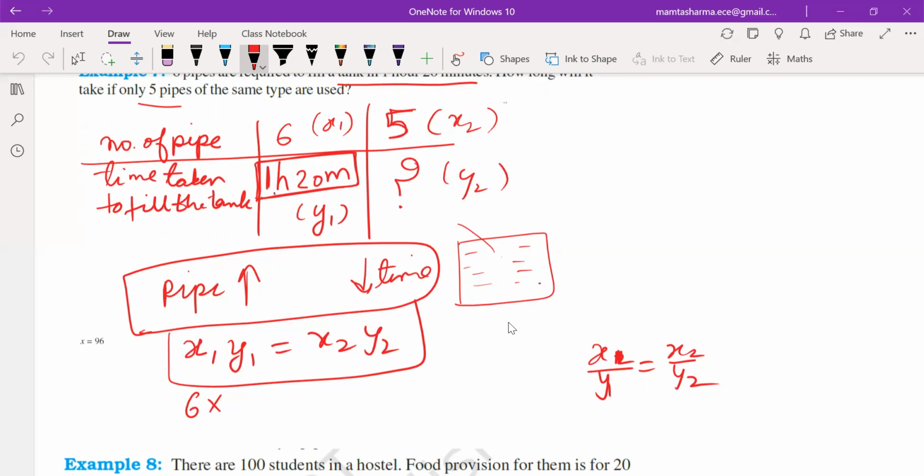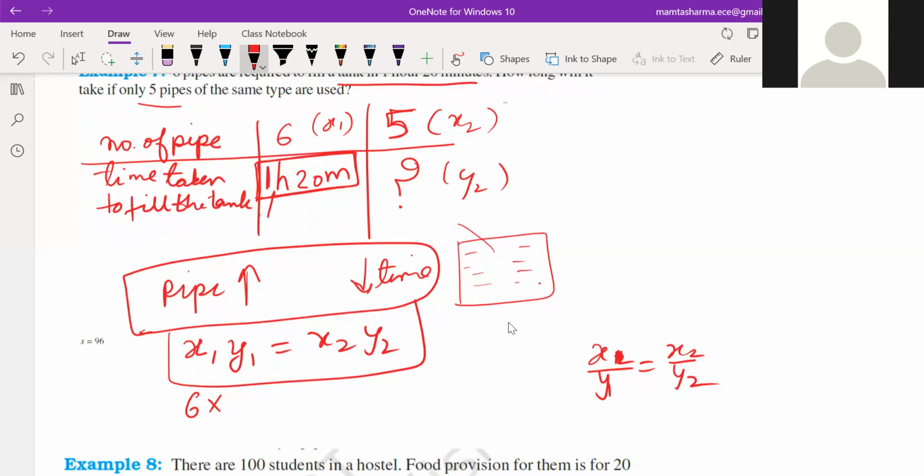So convert this into minutes. How will you convert this? 1 hour equals 60 minutes and 20 minutes are extra. So 60 plus 20, the total would be 80 minutes. Keep y1 as 80 minutes, x2 is 5, and you have to find out y2. If you are keeping this in minutes, the y2 will come in minutes only.